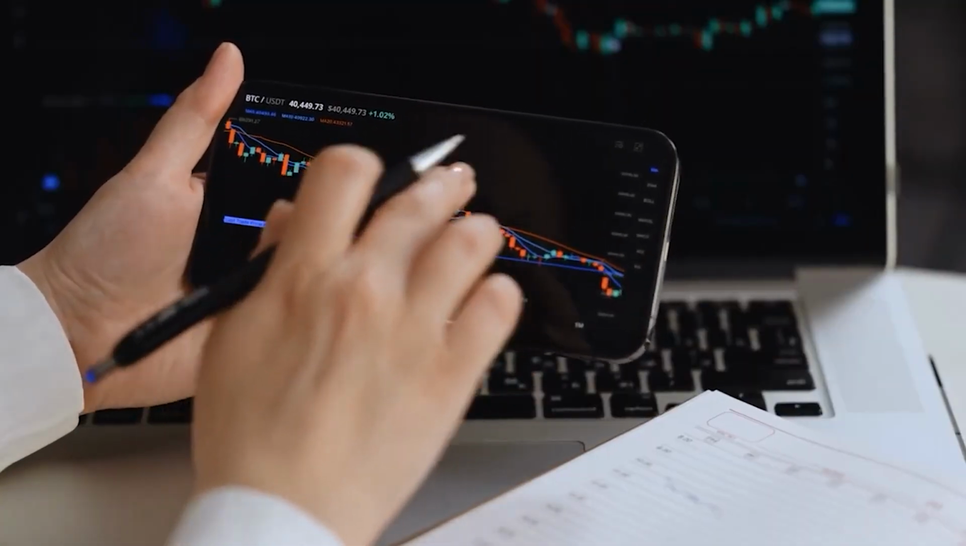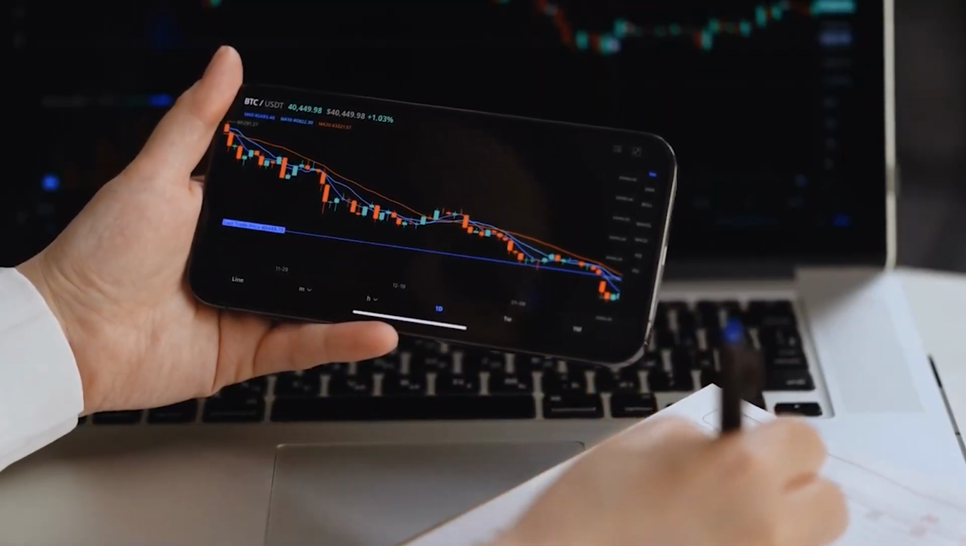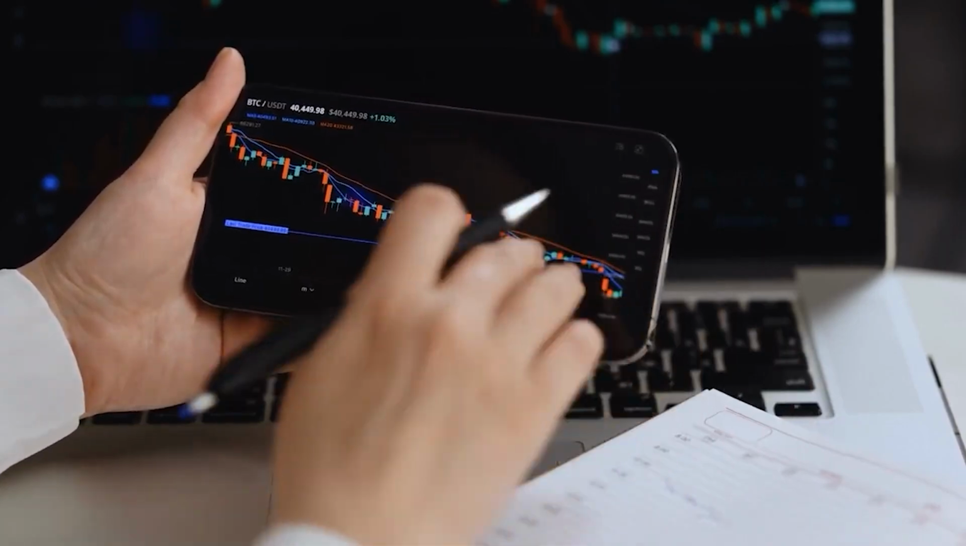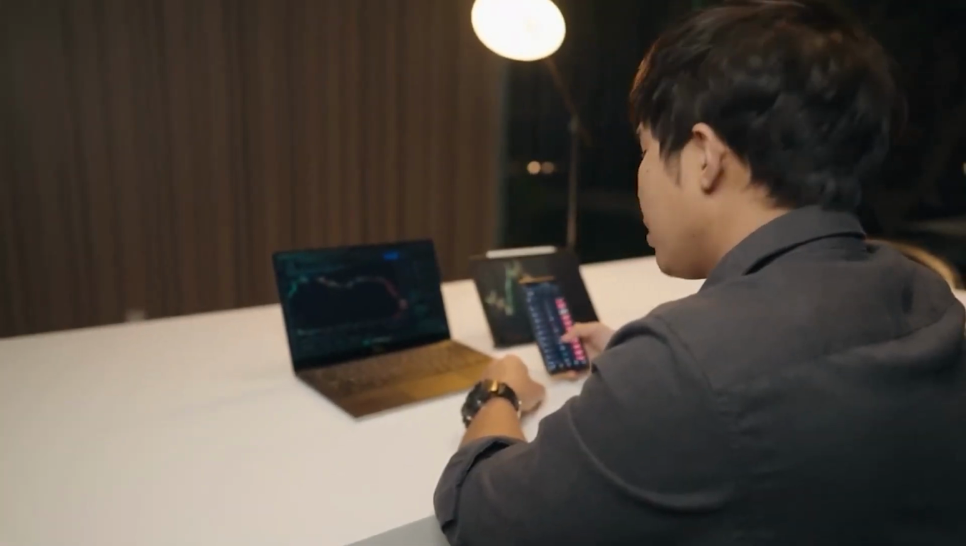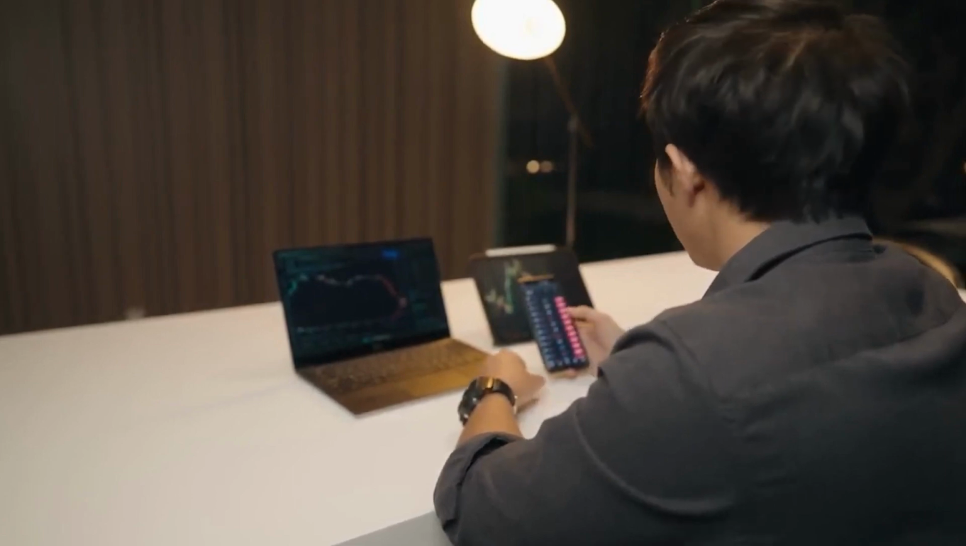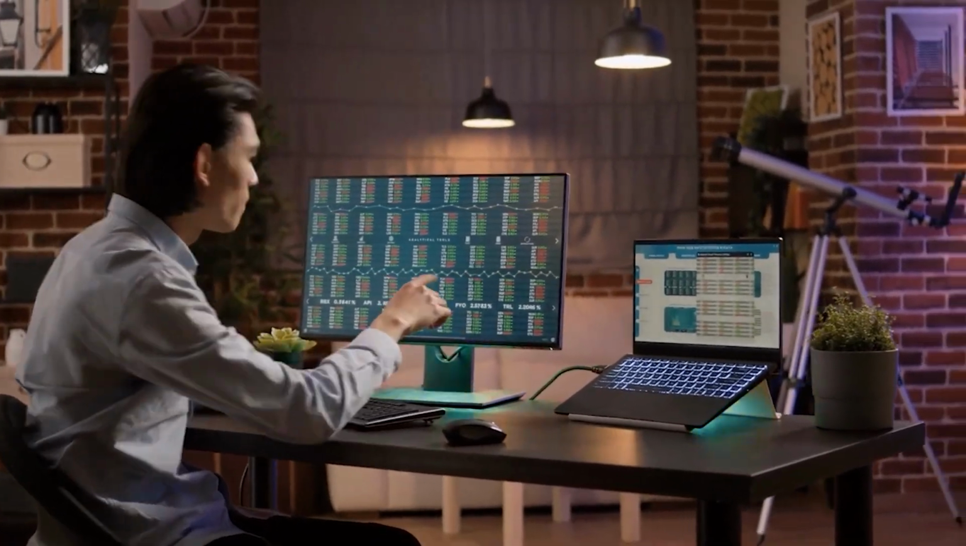But of course, there's also risk involved. If the company performs poorly or the market takes a downturn, the value of your shares can decrease, which means you could lose money if you sell. So, how do you choose which stocks to invest in? There are a lot of different methods and strategies, but here are some key things to consider.